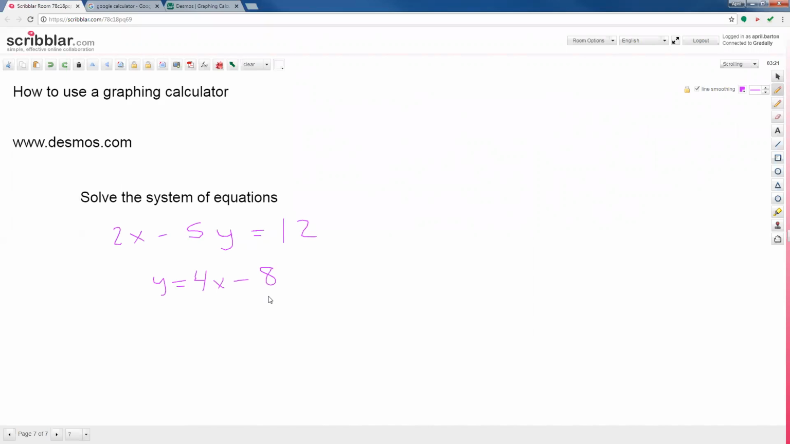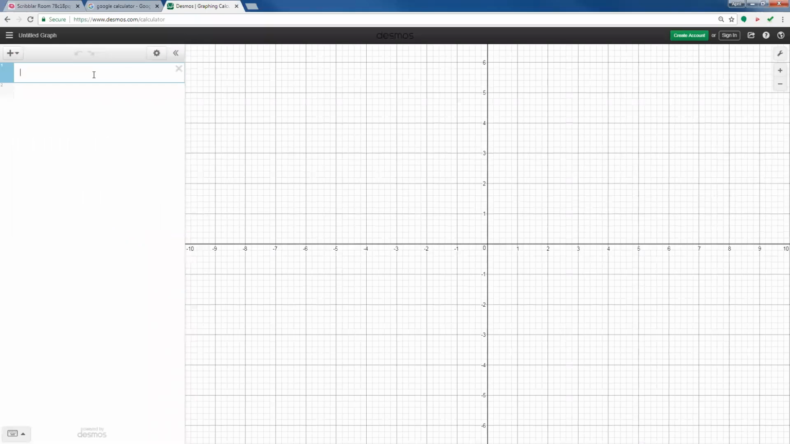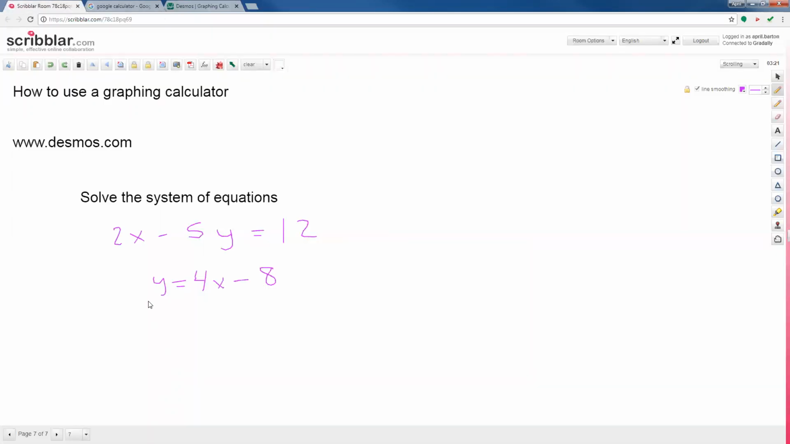So the advantage of Desmos over, say, a handheld graphing calculator is on Desmos, we can actually just directly type each of these in. You don't have to change a thing. We just type in 2x minus 5y equals 12. So you go to this box, you can either literally type it in on your keyboard, or, so let's type in the second one, y equals 4x minus 8.